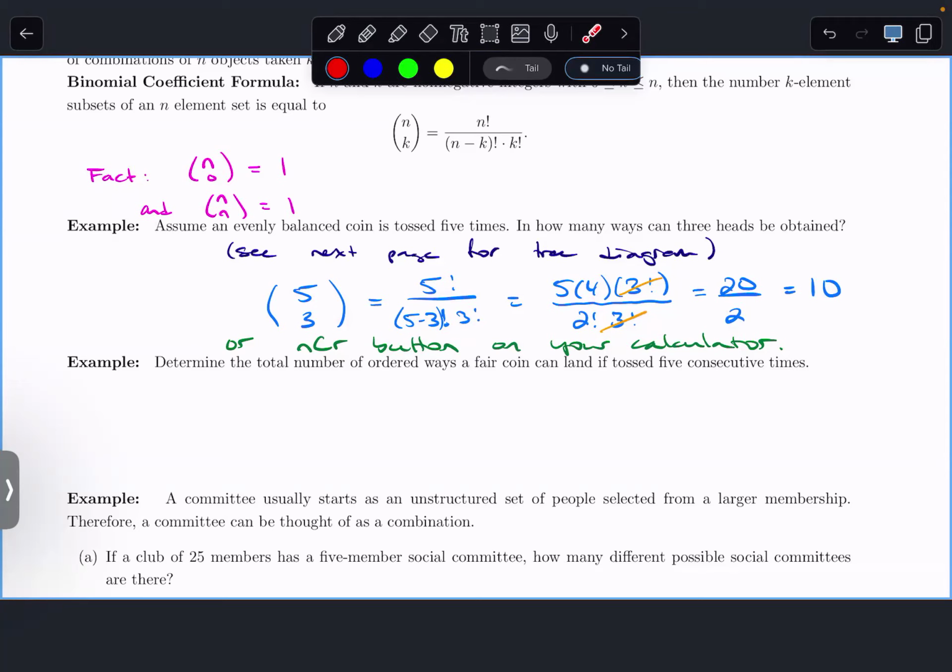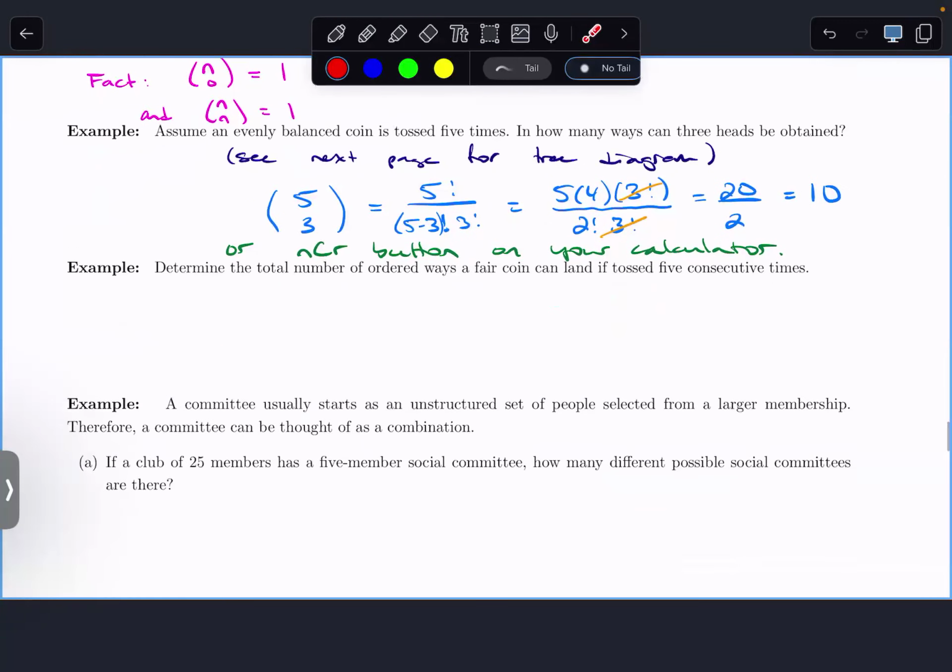Toss it, and I could get all tails, and then I'm left with 0 heads. And so what we've done there is we've partitioned the set, right? We said, okay, all the possible ordered ways that a fair coin can land if I toss it 5 times. It can be any one of these. I could have 5 heads, 4 heads, 3 heads, 2 heads, 1 head.